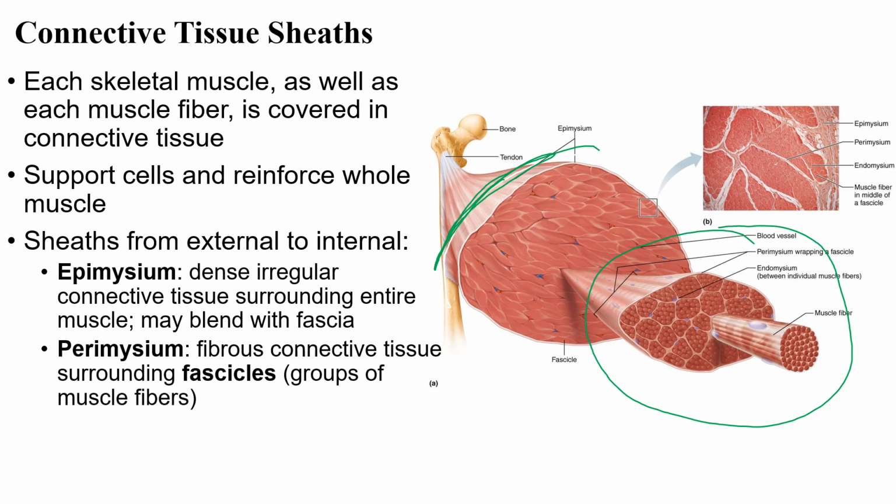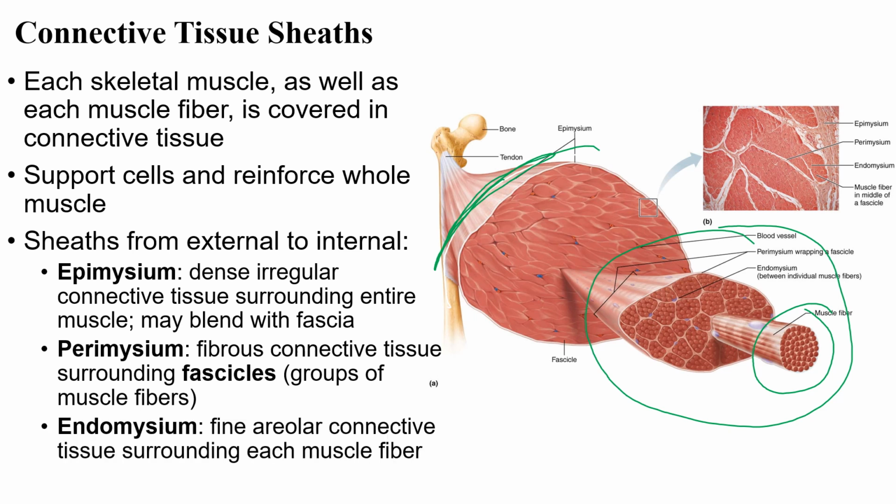Once we get to the actual muscle fiber, and the muscle fiber is going to be the actual muscle cell, so the word fiber is synonymous with cell in this case, so the muscle fiber is the muscle cell. It is going to be surrounded by endomysium. Okay, so endomysium is going to be a fine areolar connective tissue surrounding each of the muscle fibers. Okay, so kind of from epimysium being around the entire muscle, perimysium around what we're going to call fascicles, which are groups of muscle fibers, into the next state, which is going to be the endomysium, which is going to be around an individual muscle cell.